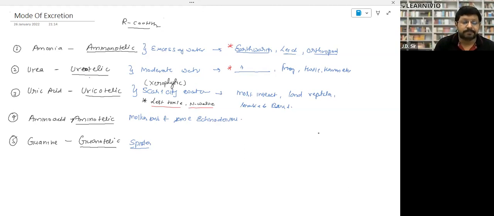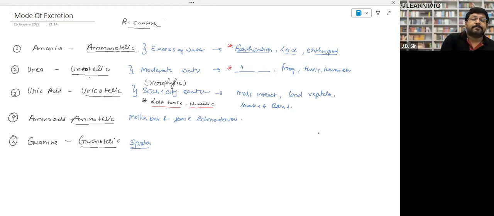They synthesize crystals of uric acid from ammonia. Underline this statement. They synthesize crystals of uric acid from ammonia. Full stop.